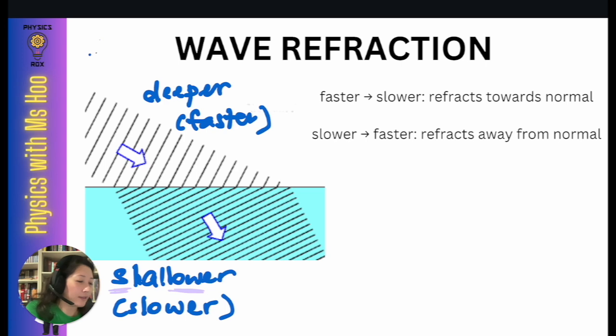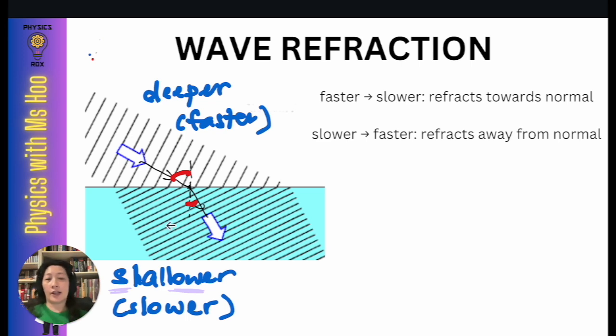So this here, you see the angle here. Let me color it with a darker color, or rather brighter color. This angle here is smaller than this angle. So it's like the wave has refracted towards normal.